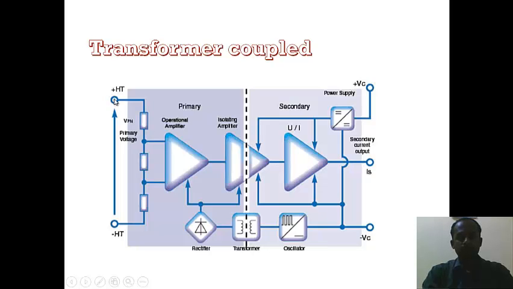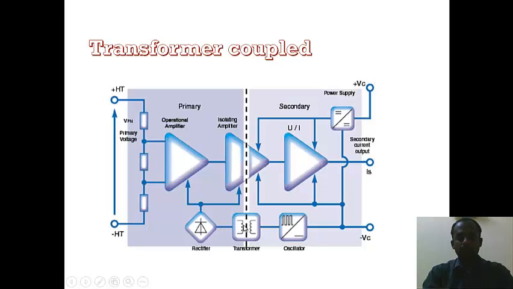Now, if you see from here, the primary voltage HT minus HT is being divided, or these resistors or impedances are being used to give bias to the operational amplifier. From this operational amplifier, the single ended amplifier is being connected as output to this operational amplifier. Now, if you see here, a rectifier is being used, which converts AC signal to a DC signal and provides it as power supply to this operational and isolating amplifier.